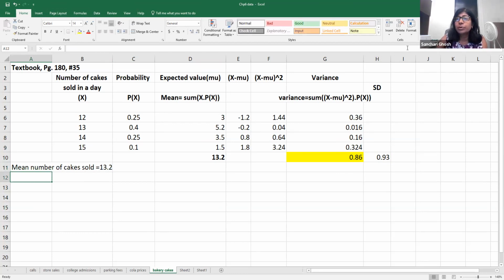So that's about it about discrete distribution. Just follow each step. You make a frequency distribution table, you make the probability distribution table, then find out the mean and the mean deviation, square them, find out the variance by taking the sum product of the squared mean deviations with the probabilities, and then take the square root and find out the standard deviation.